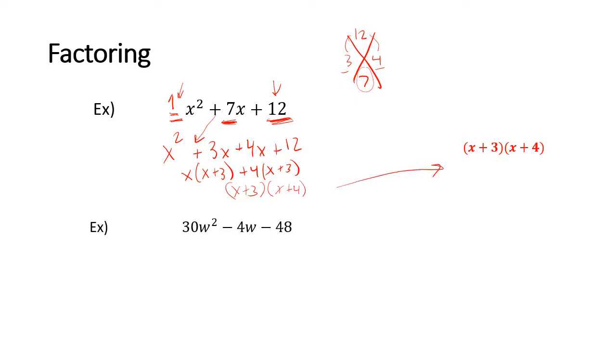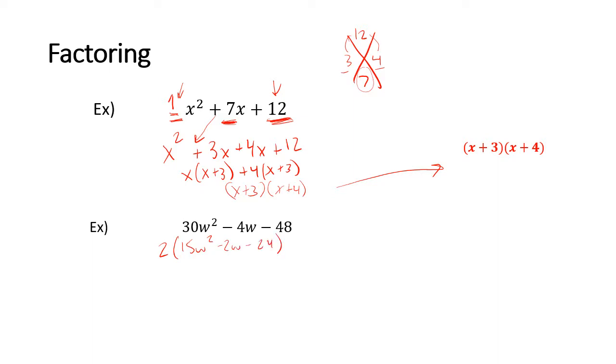So this one's a little bit more tricky now. We have a leading coefficient that's not 1, but the first step in factoring is to say, okay, what's the greatest common factor? So here, this is 2 times 15, this is 2 times 1, this is 2 times 24, right? So I can take a 2 out of all of these things. And if I do that, I'm left with 15w squared minus 2w minus 24.